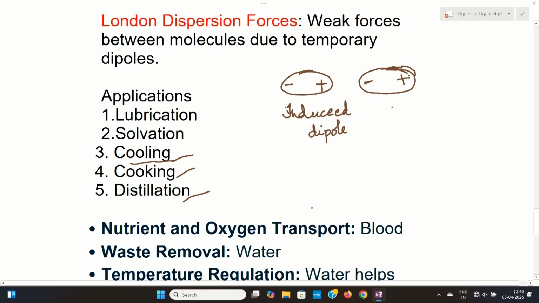So these are the applications. Liquids can be used as a lubricant and as a solvent, and liquids are used for cooling. Liquids are used for cooking in our day-to-day life, and lastly liquids can be used for distillation. That means we can separate liquids from mixtures of liquids because of the different boiling points of liquids.